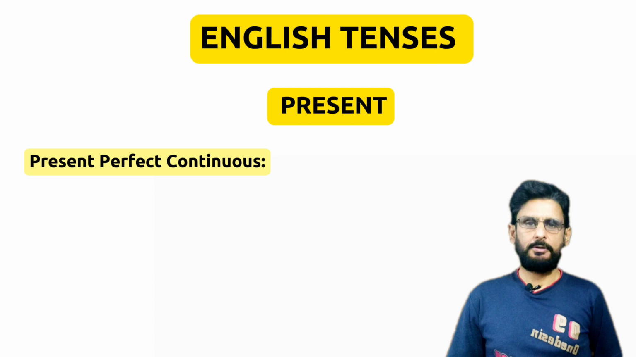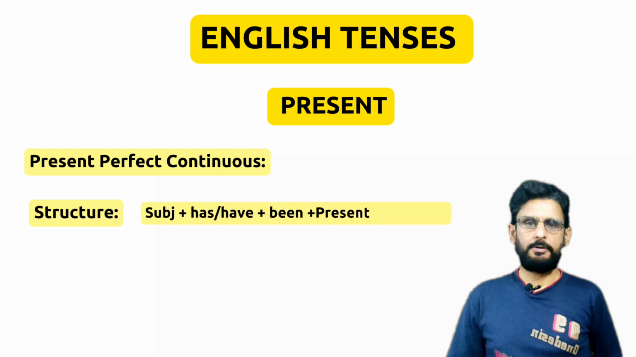Let's discuss the structure of it. The structure of it is subject plus helping verb has or have plus been plus present participle. So it has a subject, it has the helping verb has or have, it has been as a verb, and it has the present participle, or the fourth form of the verb, or the ing form of the verb over here.